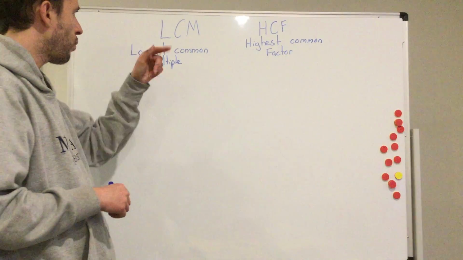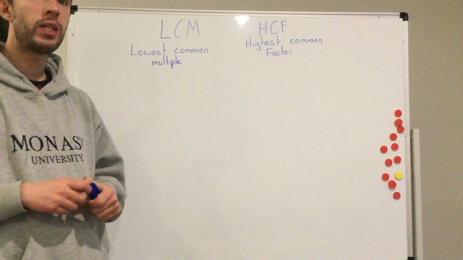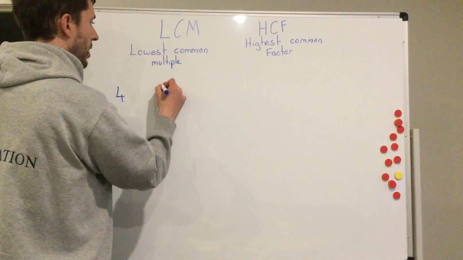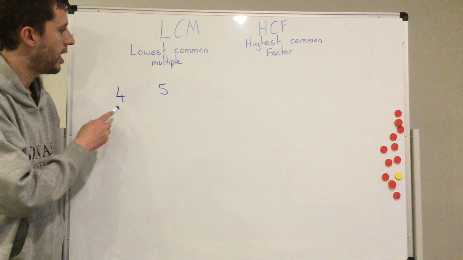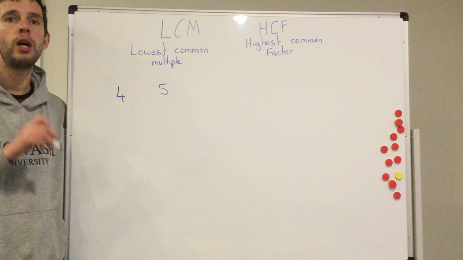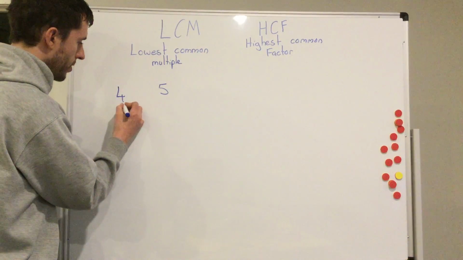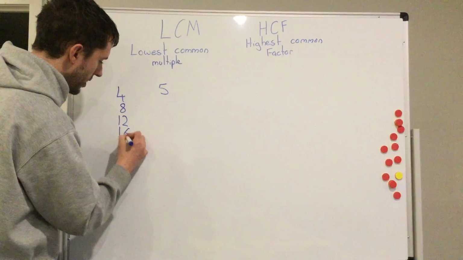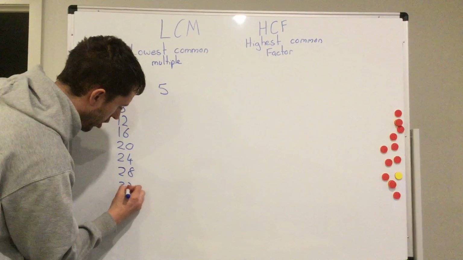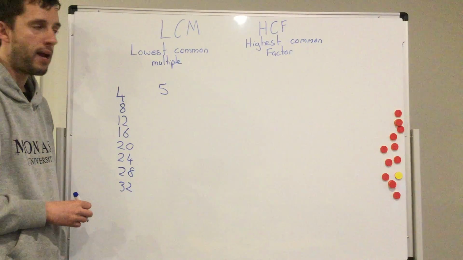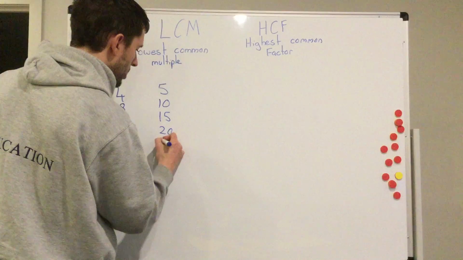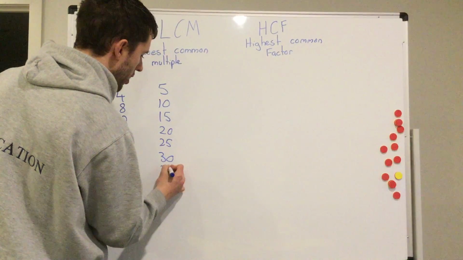So to start off, if we are thinking about the lowest common multiple, I could have 4 and I could have 5. What is the lowest common multiple of those numbers? Well, first I need to skip count because we know multiples is skip counting. So 4, 8, 12, 16, 20, 24, 28, 32. I'll skip count now by 5 because that is what a multiple is. 5, 10, 15, 20, 25, 30, 35.